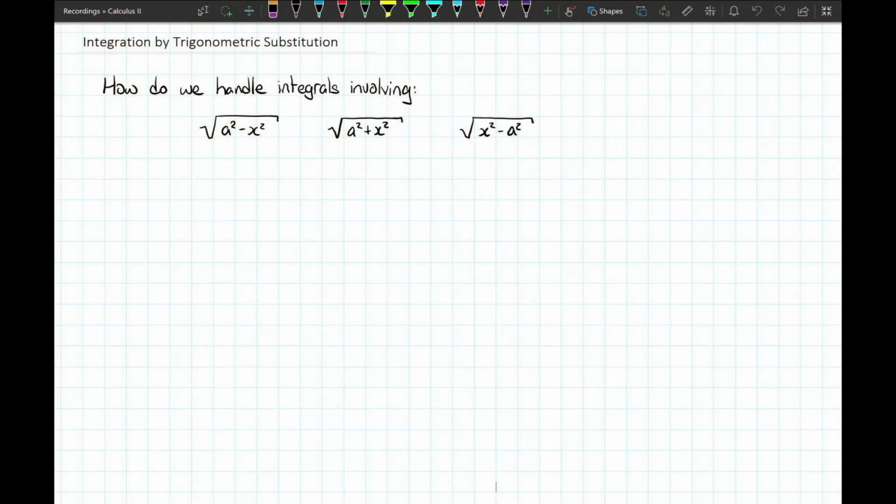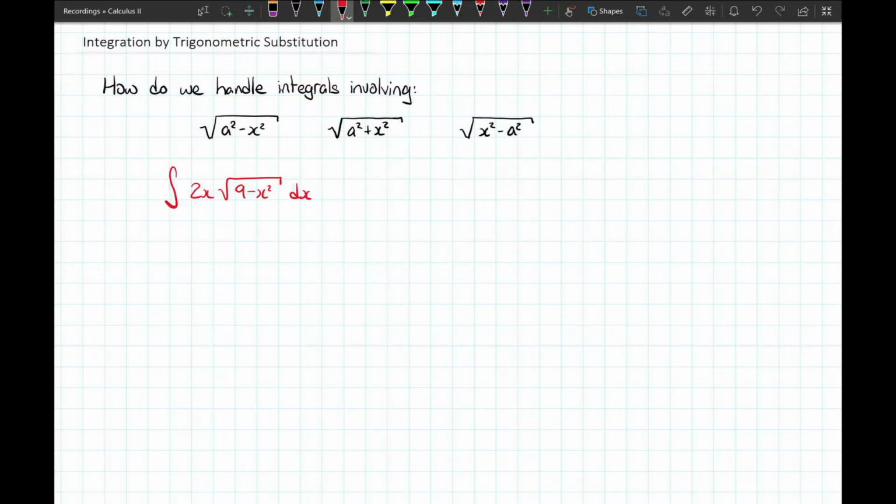Now let's take a look at when this might be appropriate. In this case, we're going to be looking at specifically integrals involving roots of quadratics, where let's take a look at the square root of a squared minus x squared, the square root of a squared plus x squared, and the square root of x squared minus a squared. An example of that would be, let's say, if we just had the integral of 2x times the square root of 9 minus x squared dx.